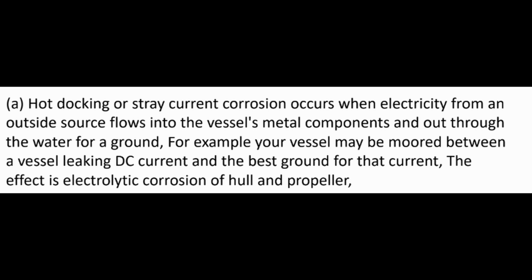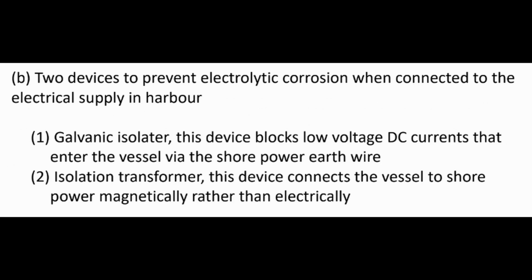A. Hot docking, or stray current corrosion, occurs when electricity from an outside source flows into the vessel's metal components and out through the water to a ground. For example, your vessel may be moored between a vessel leaking DC current and the best ground for that current. The effect is electrolytic corrosion of hull and propellers.